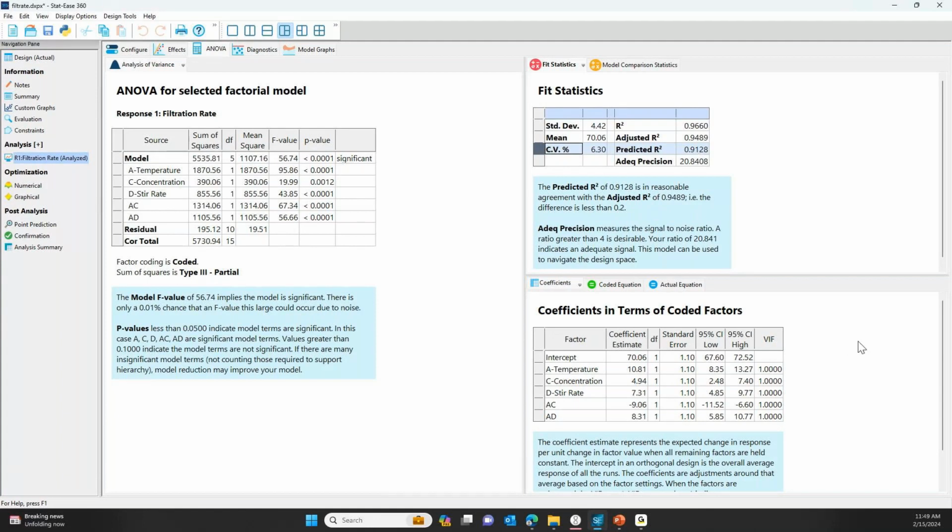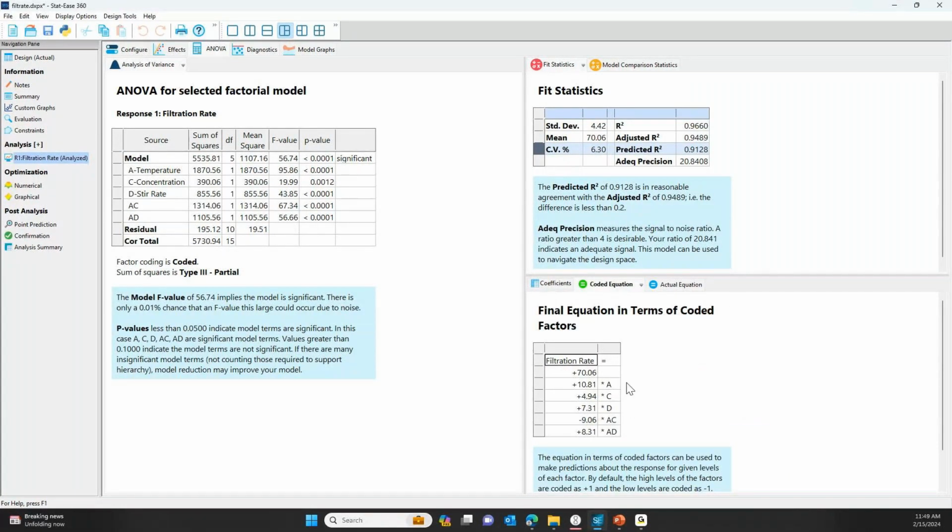But what we're doing now is using this to create this equation. We calculate these coefficients in the prediction model, and that's used to create a coded equation. Remember, each factor is coded to be -1 and +1. So here's the coded equation. And we also have an actual equation, with the actual temperature, concentration, and so on, so it's a better model to use in order to make predictions if you have the actual temperature, etc. Okay, so we've created the model.